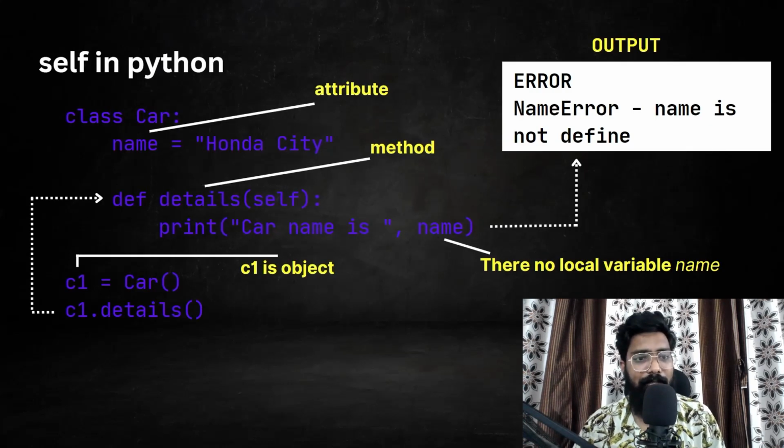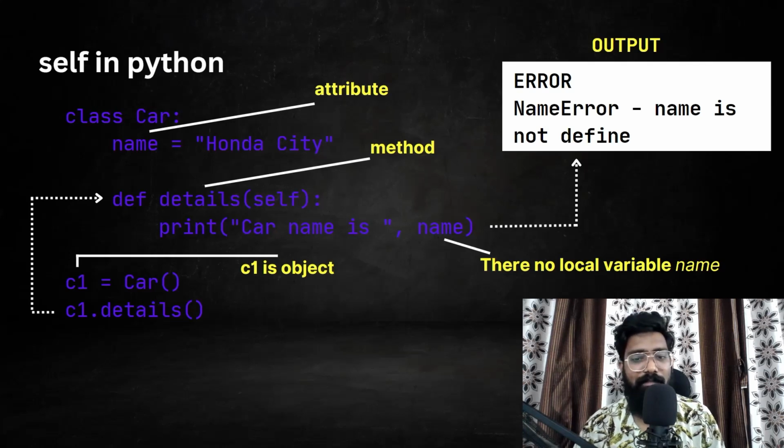We can see the class level design over here. Here we have a class called Car, which contains one attribute and one method. The attribute is name, which is holding Honda City as a value. The details is a method which just has a print statement saying car name is name. Right now this program will throw an error as soon as we create an object and call the details method. The reason is name is a local variable. It is not a class level attribute.